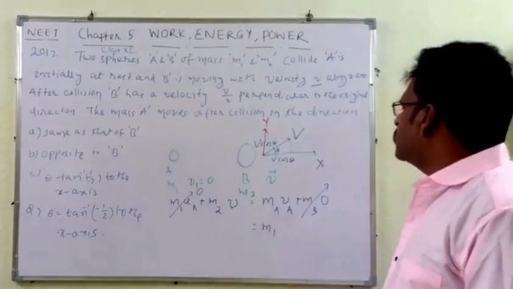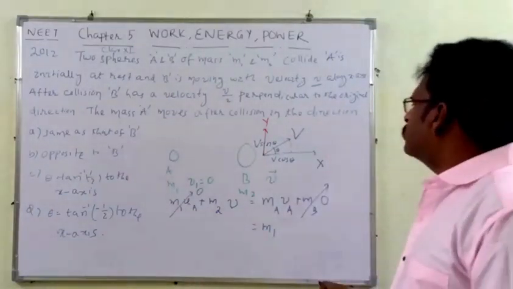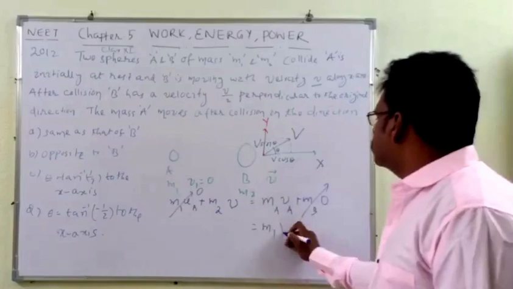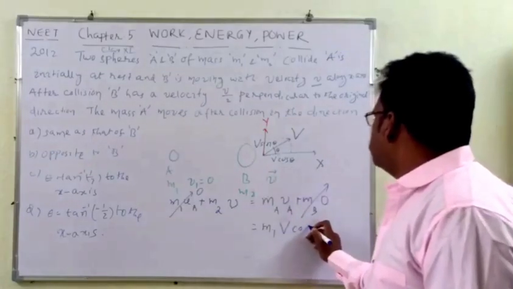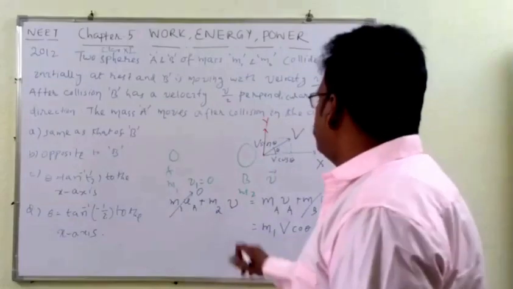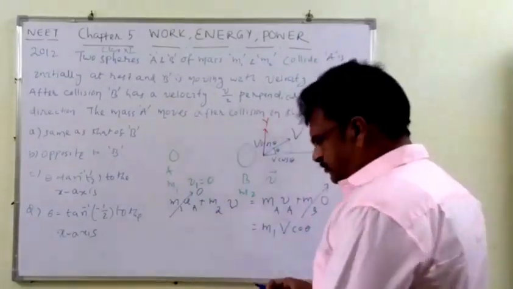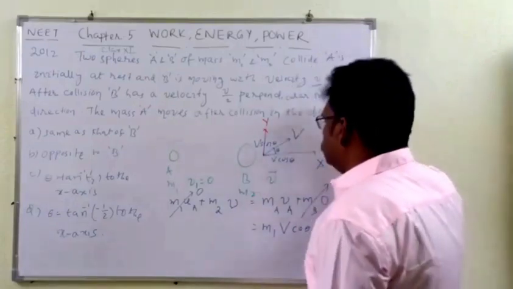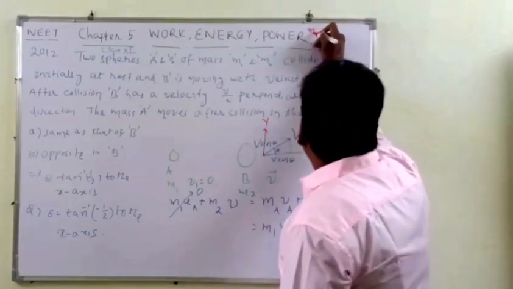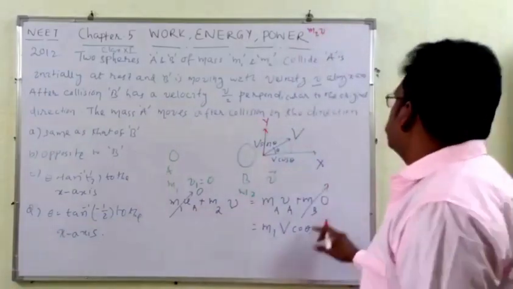Mass of A is m1, given, and the velocity of A along the x-axis will be equal to V cos theta. So this is m1 V cos theta. So m2 V is equal to m1 V cos theta. We may write here m2 V by m1 V, or we may write cos theta.